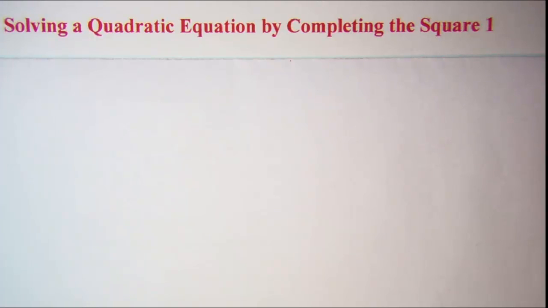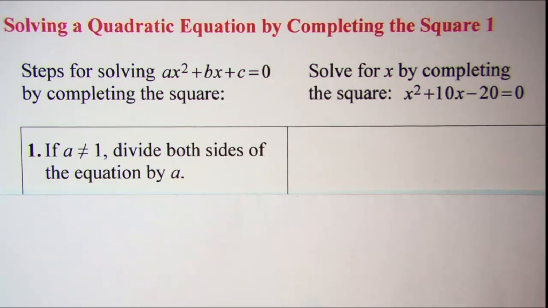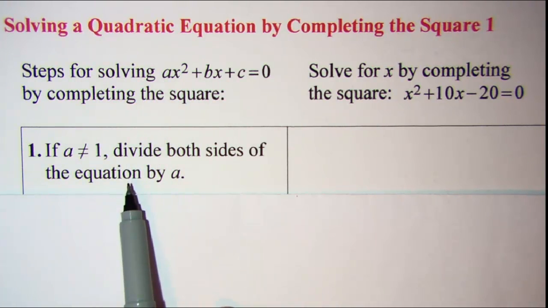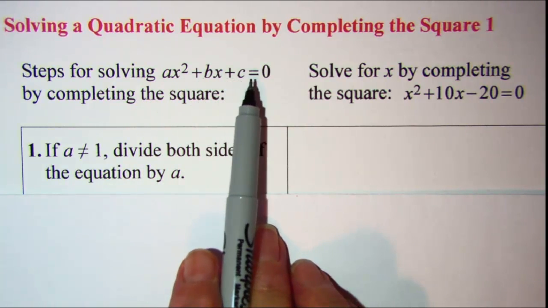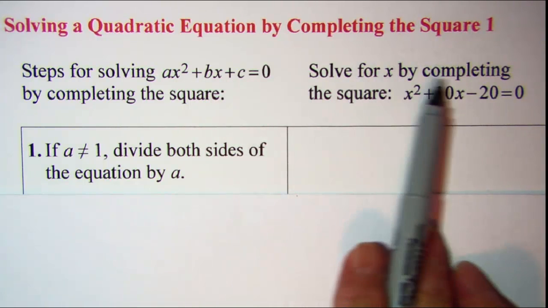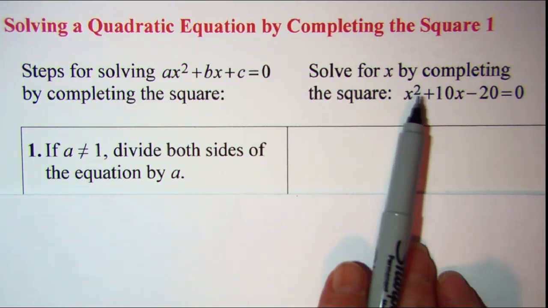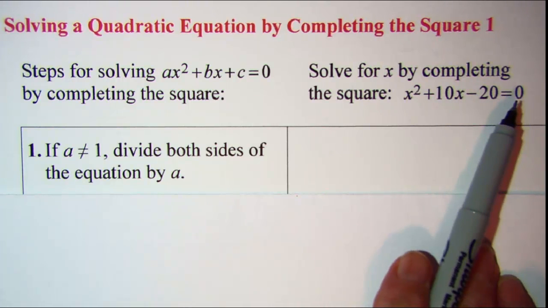In this video, we'll be solving a quadratic equation by completing the square. Now what I'll do is I'll write the steps on the left side using the standard ax squared plus bx plus c equals 0 equation. And then on the right side, I'll solve using the steps for this x squared plus 10x minus 20 equals 0.